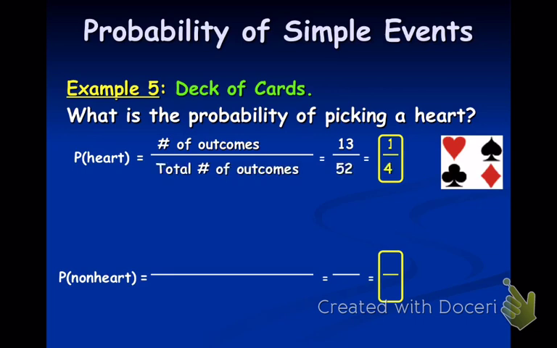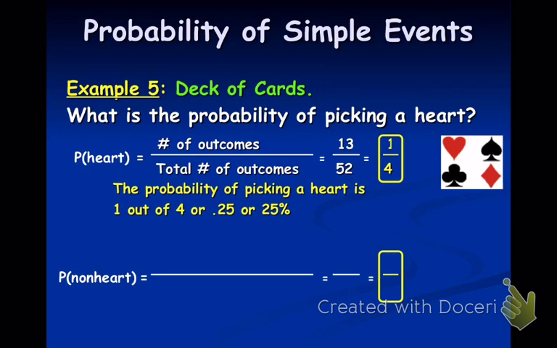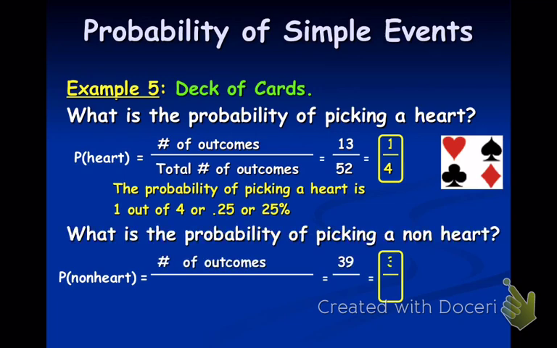So again, if you reduce it, it's 1 in 4. And this one you could probably figure out because there's only 4 different suits. And then again, for the next one, it's a 1 in 4, 25%. What about not getting a heart, which would be the rest of the cards, which would be 39, which would reduce down to 3/4 in this case. So every 3 out of every 4 cards are going to be non-hearts. This is 75% if you change it to a percent.